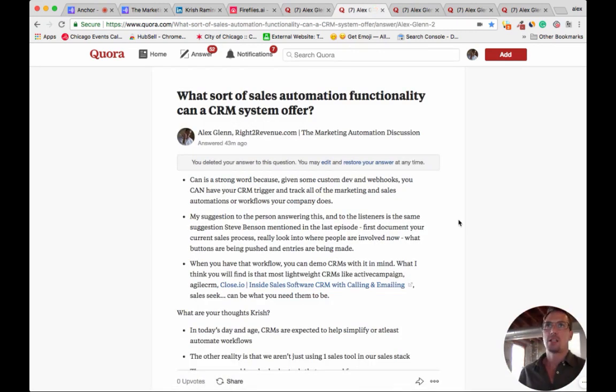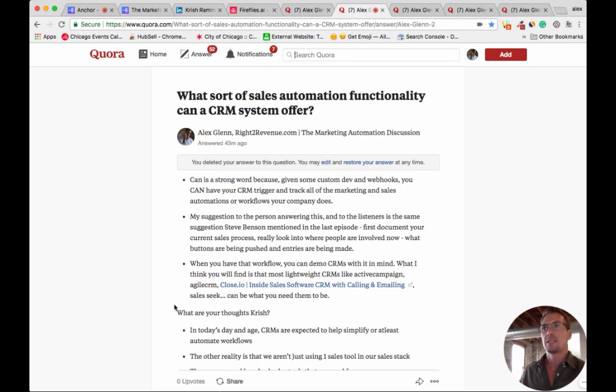This question is phrased, what sort of sales automation functionality can a CRM system cover? They use the word can in here, which is a strong word to use. Given some custom dev work, a few webhooks, and some zaps, you can get a CRM to trigger and track all of the marketing and sales automation or workflows your company does. My suggestion the person asking this and also the listeners is the same suggestion Steve Benson mentioned in the last episode.